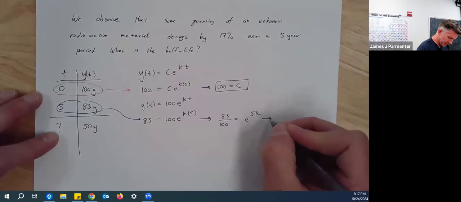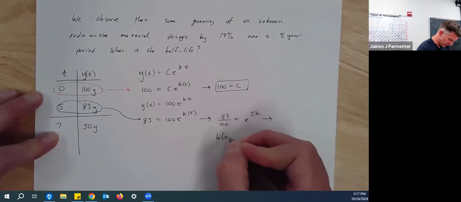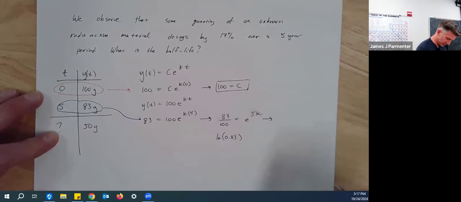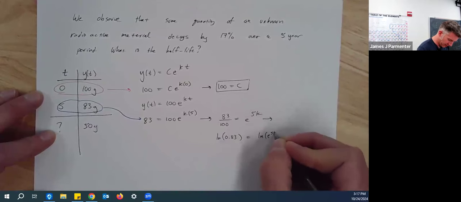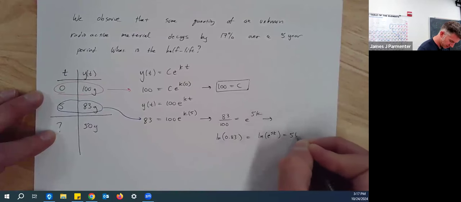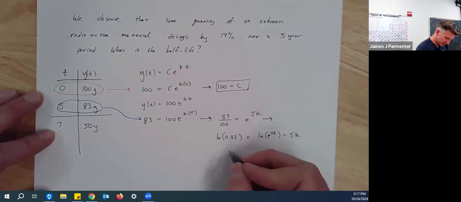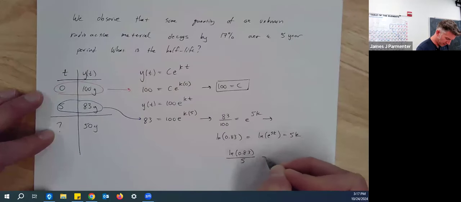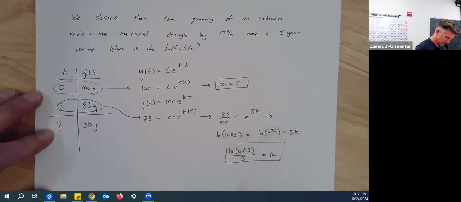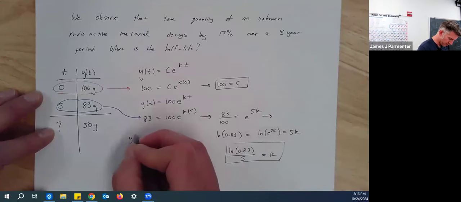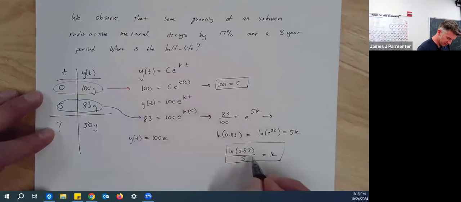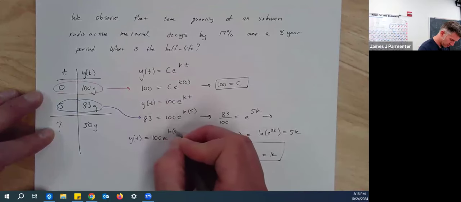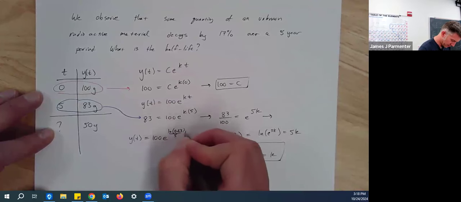Take the natural log of both sides. I prefer to write the natural log of 0.83 instead of 83 over 100, but it doesn't matter which way you do it. Equals the natural log of e to the 5k. But the natural log of e to the 5k is just 5k. And then divide both sides by 5. You get the natural log of 0.83 divided by 5 equal to k. So now our brand new finished model is y of t equals 100 e to that terrible number times t.